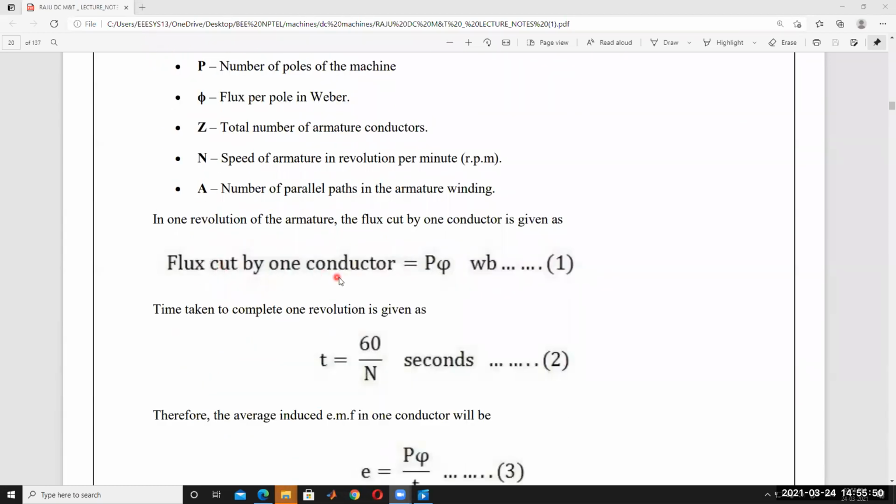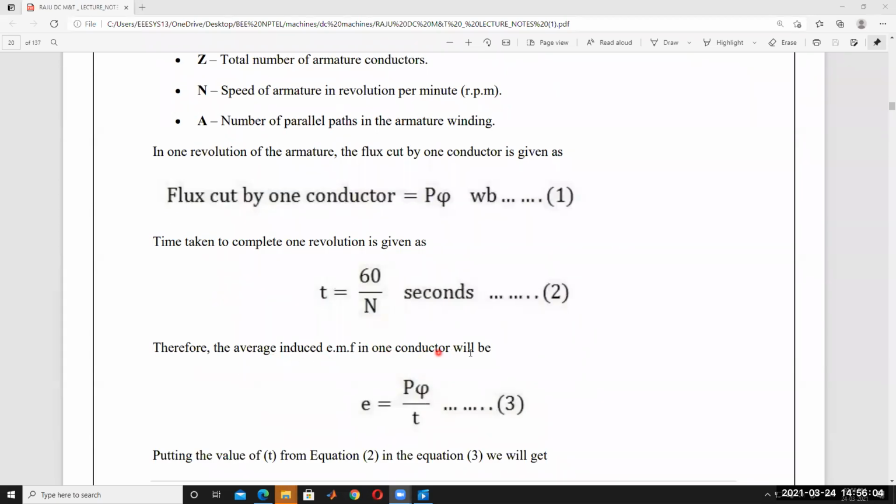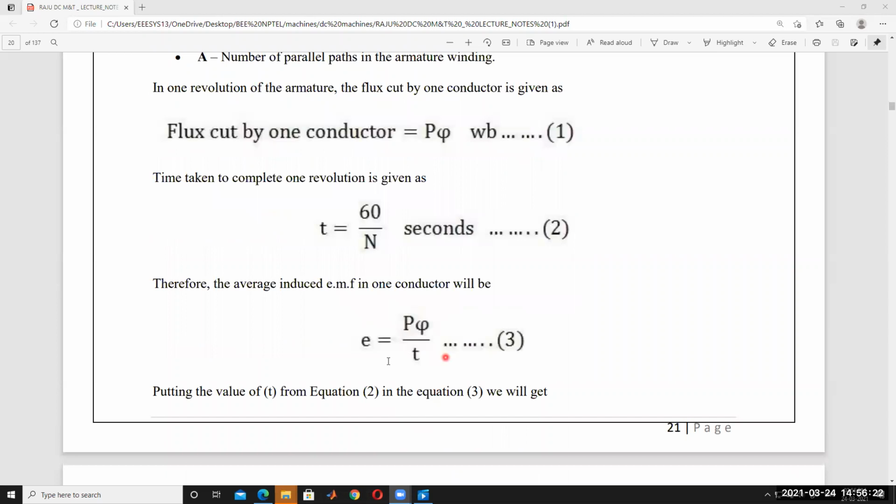Flux cut by one conductor is P into phi Webers, that is, poles into flux. Time taken to complete one revolution, T, is equal to 60 by N seconds. Therefore the average induced EMF is E is equal to P into phi divided by dt. Change in flux with respect to time is EMF. E is equal to minus N into d phi by dt, you are observing that formula. Based on that, E is equal to P into phi divided by T. Poles into flux divided by time is the EMF induced in the conductor.